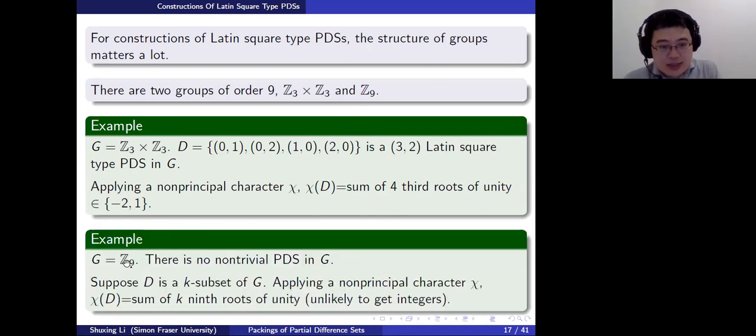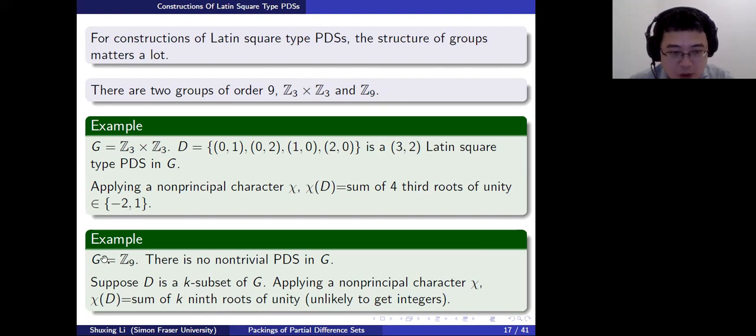In contrast, in the cyclic 9, the situation is completely different. There's no non-trivial PDS in cyclic group 9. And we have a very intuitive explanation from the character viewpoint. So we just take D to be an arbitrary K-subset of G, and we apply a non-principal character to D. So chi of D is a summation of K ninth roots of unity.